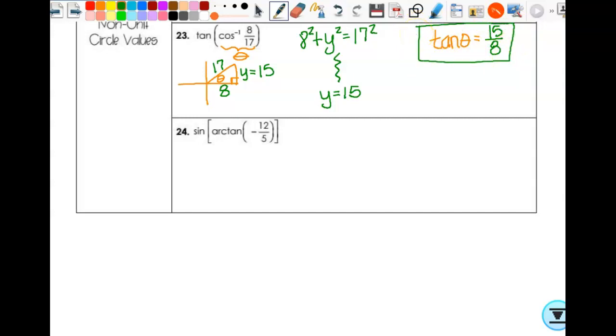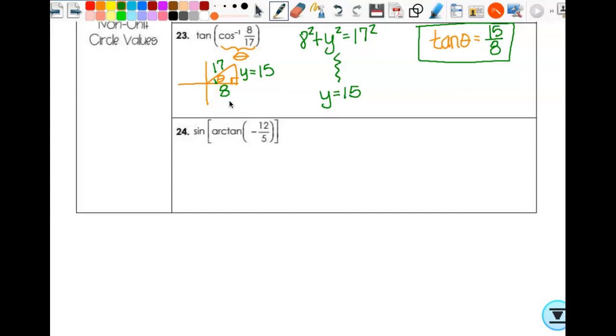Okay. What questions do you have? What's your question? You're looking at me like I'm crazy. Where did I lose you? Where did I get 15 over 8? Because I'm doing the tangent of the angle. The tangent is y over x, or opposite over adjacent. Good?